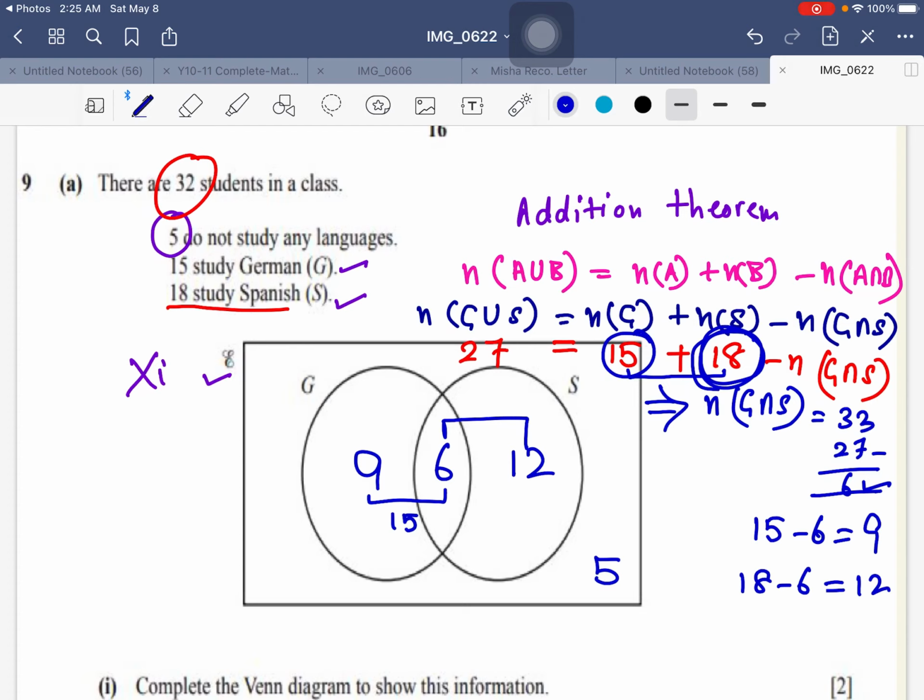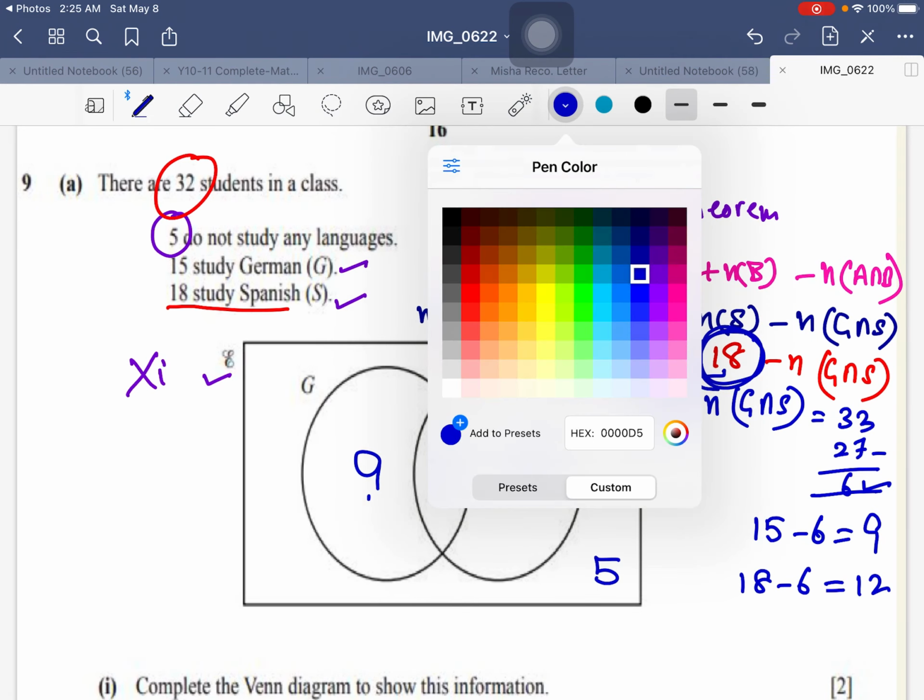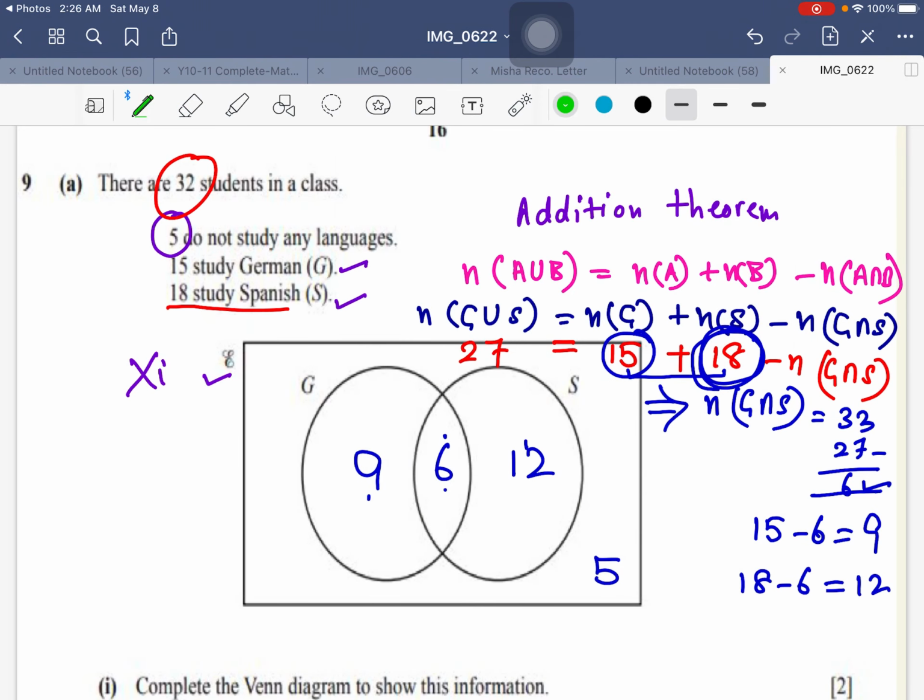So by doing this way, we can find the different areas in the Venn diagram. Here, I recall this again now. 9 students learn only German, 12 students learn only Spanish. 9 plus 6, 15 students learn German, which was given there. And 6 plus 12, 18 students learn Spanish, which is given there. That's how data is sorted out.